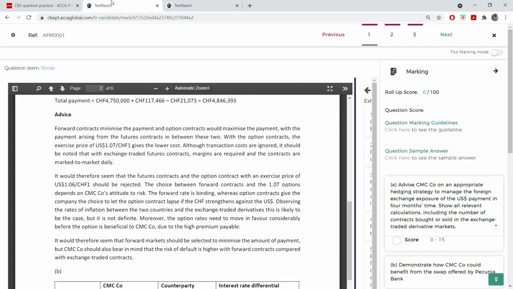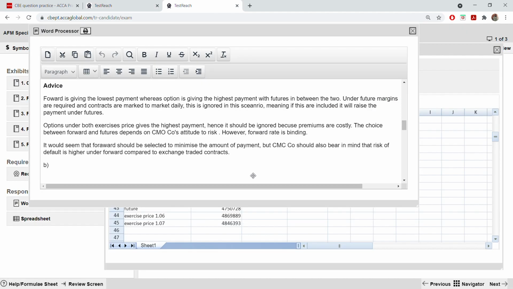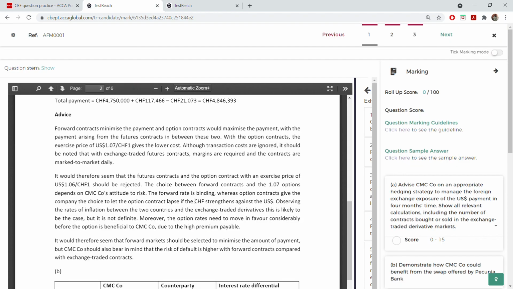For example, you can say that forward is giving you the lowest payment, but the disadvantage of forward is that it is binding, and there's a default risk. The credit risk is high under forward because it's not an exchange traded derivative, it is over the counter, unlike futures and options. Even though future is expensive, you can take advantage of a favorable exchange rate. Future is in between these two, so you can talk about these things. I'm not going to write the answer because you can read through and write it in your own words.